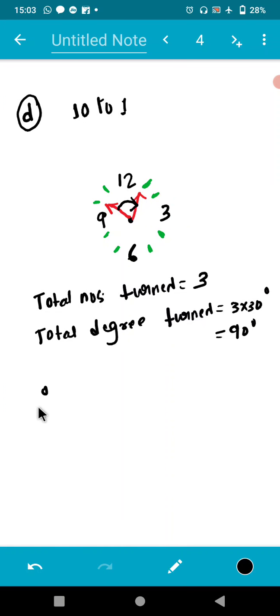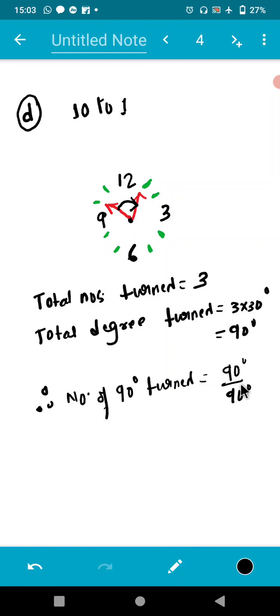So now we have to say how many 90 degree turns. So for the number of 90 degree turns, we have to divide whatever we get here by 90. So your answer will come as 1. So how many 90 degree turns? Only 1. So now let's do sum number E.